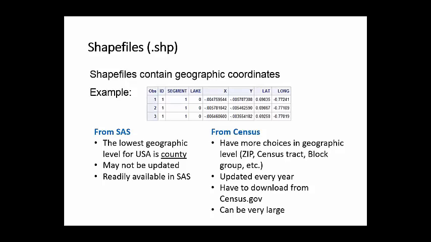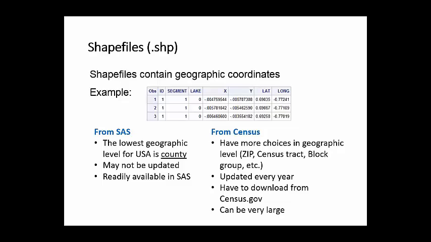Map datasets, or shapefiles, contain geographic coordinates, just like the longitude and latitude seen in this example. We can obtain shapefiles from both SAS and other external sources, like census. For the shapefiles from SAS, the lowest geographic level for the United States is county. The SAS shapefiles may not be updated frequently, but they are readily available in SAS, so that no import is needed when we use them.